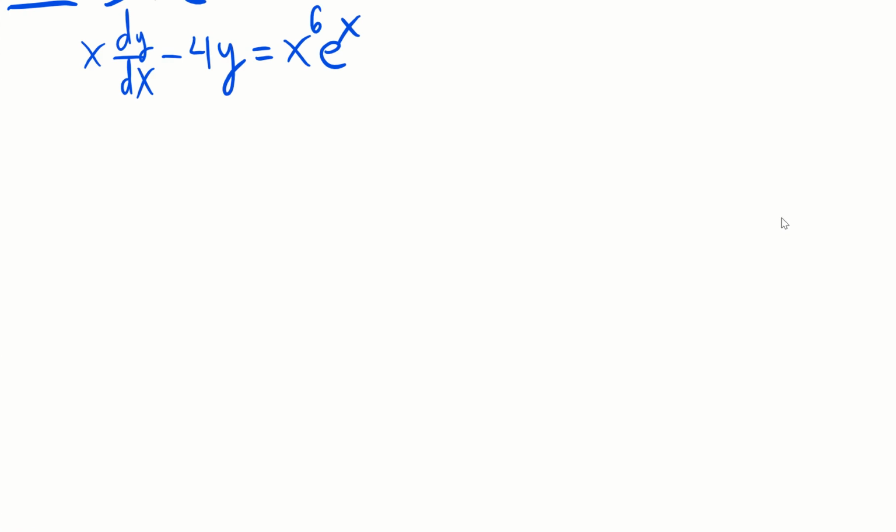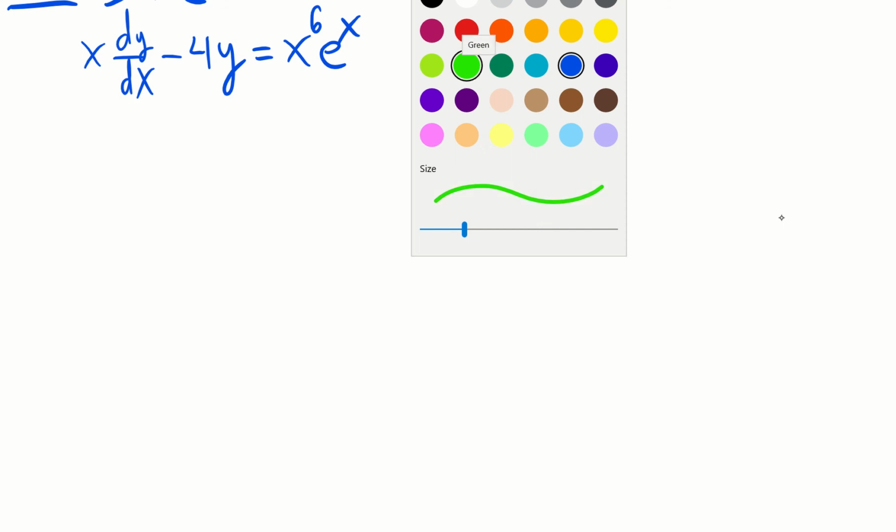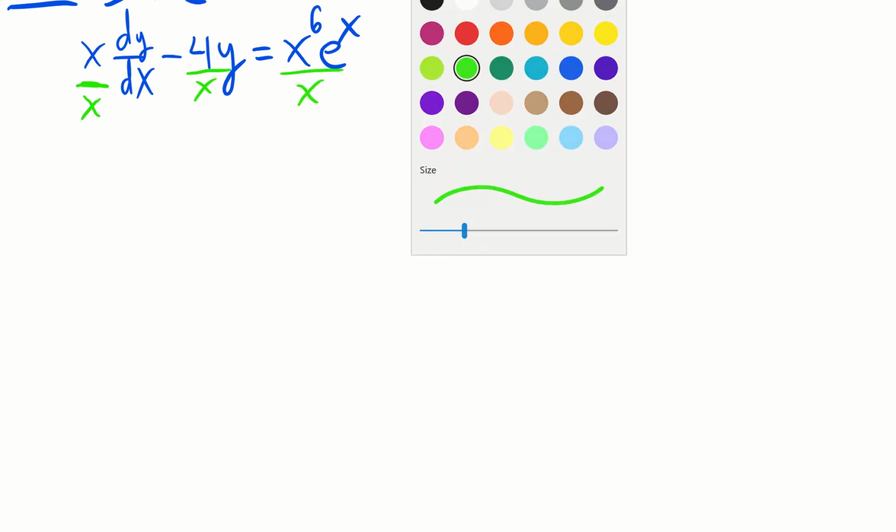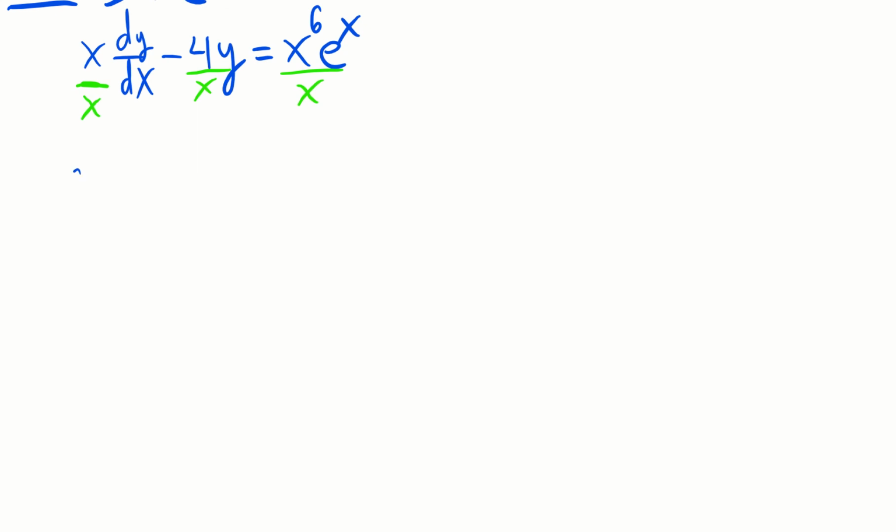In example 3, we're asked to solve x dy/dx minus 4y equals x to the 6th e to the x. Right now, one of the things that we would notice is that this is not in standard form because of the presence of this function x in front of the dy/dx. So we have one step in the beginning. We need to divide every single term of the ODE by that function x. And then what we would get would be the following.